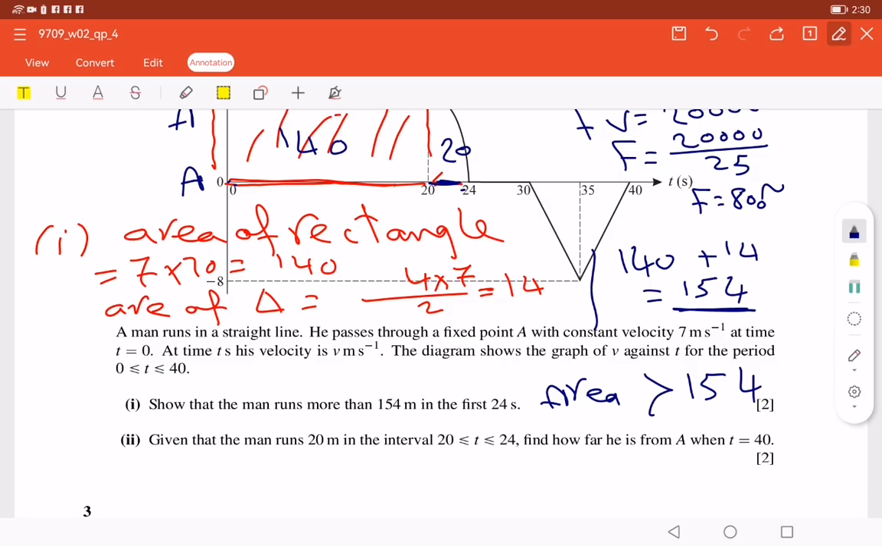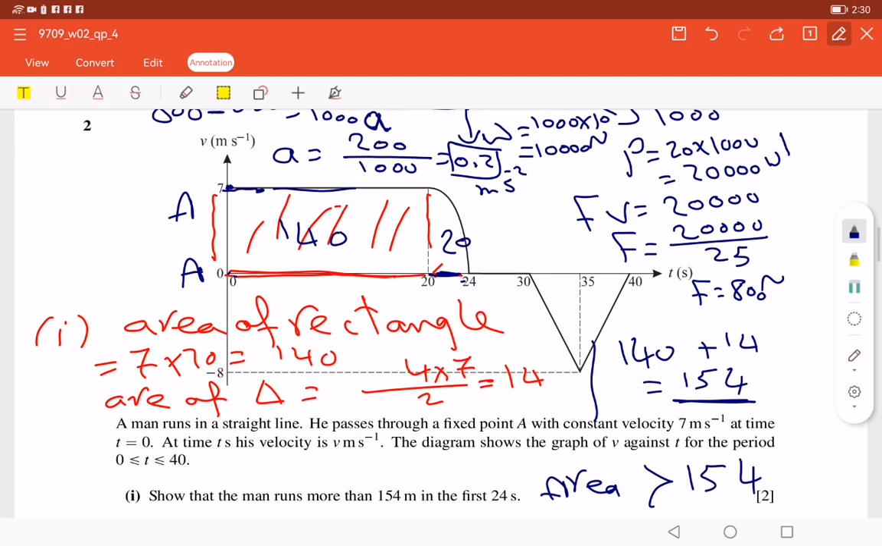Given that the man runs 20 meters in the interval from 20 to 24, find how far he is from A when t equals 40. We need to find the distance between the body and the point A after 40 seconds. So what does it mean? You must find all the covered distance and add all of them. The covered distance using the rectangle means 140 plus 20.